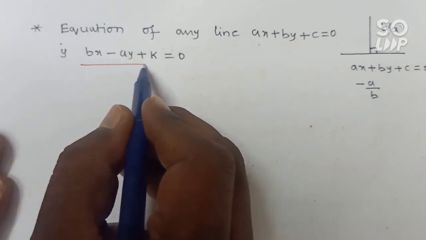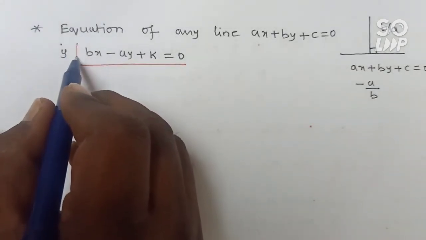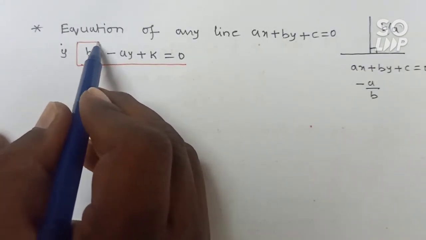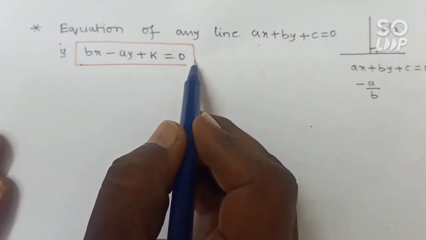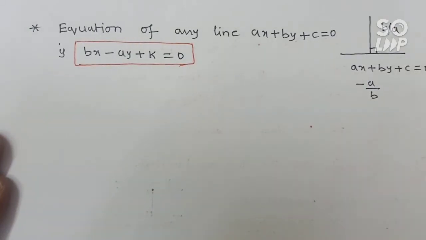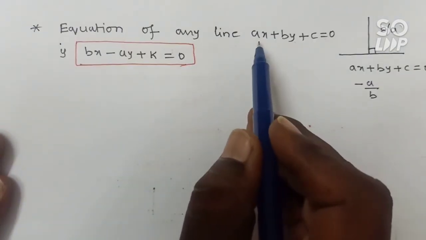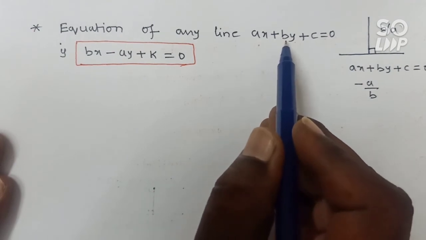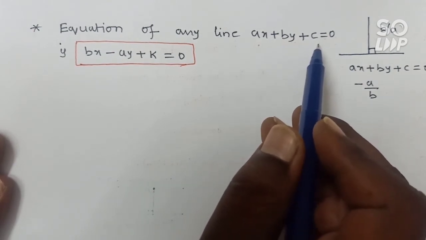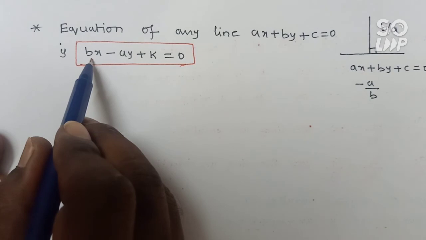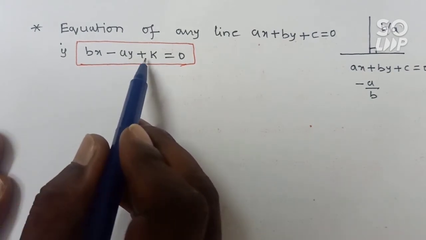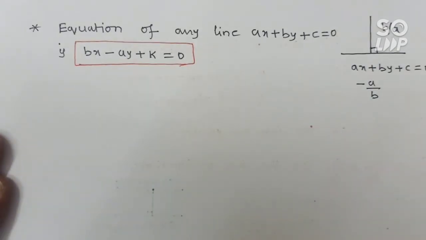So please all of you remember this formula. How will you get this formula? By using the fundamental fact that the product of the slopes is equal to -1. According to this, if any line is perpendicular to ax plus by plus c is equal to 0, that will be b into x minus a into y plus k is equal to 0.